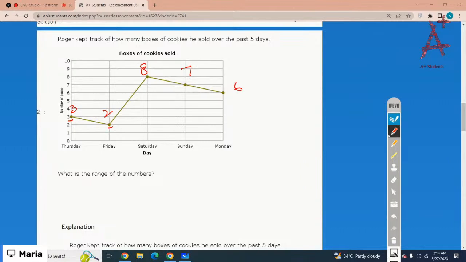The range is the difference of the greatest number and the least number in the given data. So here, 2 is the least one and 8 is the greatest one. So it would be 8 minus 2 equals 6. The correct option is 6. Got it? So it would be 8 minus 2 equals 6.